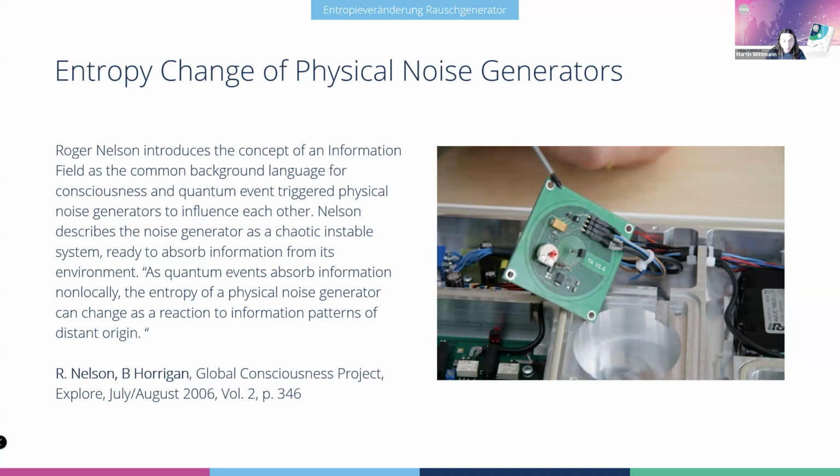So what does that mean? That actually he is of the same opinion that your consciousness influences such physical noise generators and the results that you basically get. And Roger Nelson describes a noise generator as a chaotic, unstable system ready to absorb information from its environment, which means that the environment can, of course, influence the results of such a noise generator. As quantum events absorb information non-locally, the entropy of a physical noise generator can change as a reaction to information patterns from distant origin. And that's also very important.